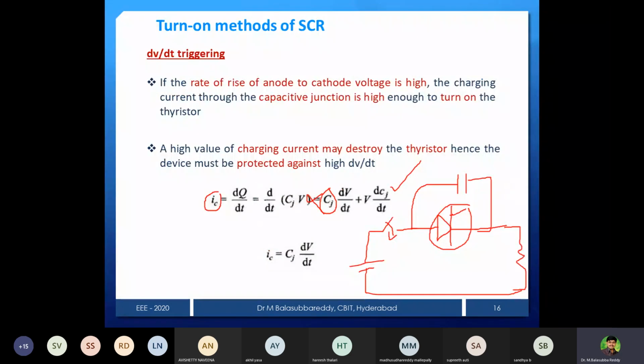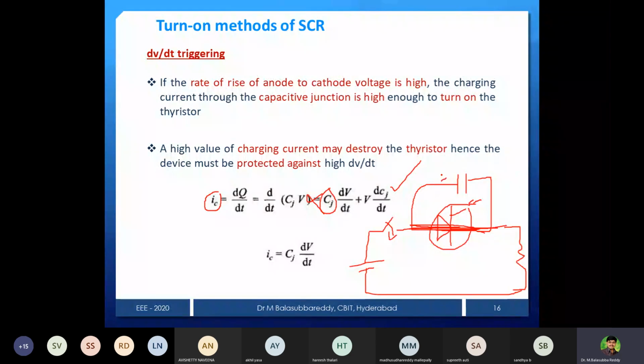Okay, fine. Now whenever I want to fire or trigger the device, this is used to prevent the dV by dt. But after some time I want to fire the device at an angle of 30 or something. If I give the firing pulses, what will happen? This device will fire, meaning it will conduct. Once it conducts, what will happen?